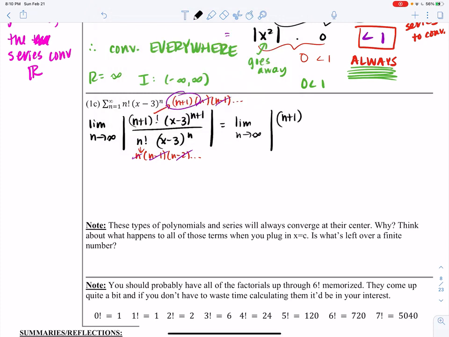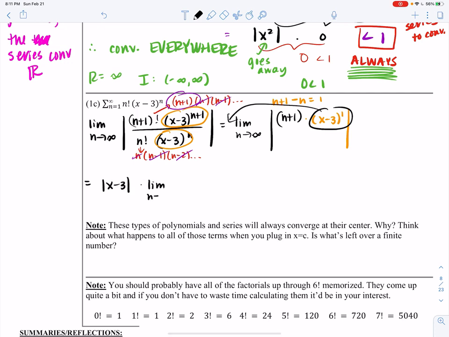Okay, we want to also simplify our x minus 3s. If I take n plus 1 and I subtract n, you're just left with 1. So that tells me that I'm going to have an x minus 3 to a power of 1. Well, my denominator completely went away. Okay, well, what next? Because this x minus 3 doesn't depend on anything, let's move it to the front of our limit. So we're going to have absolute value of x minus 3 here. We're going to have a limit as n approaches infinity of n plus 1.